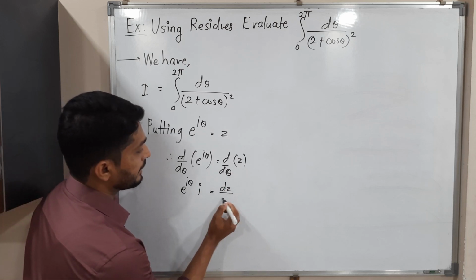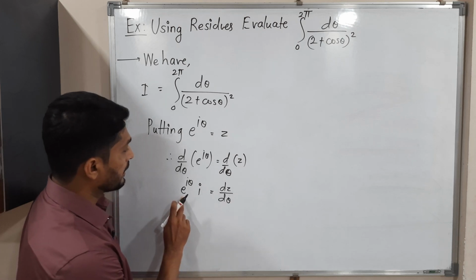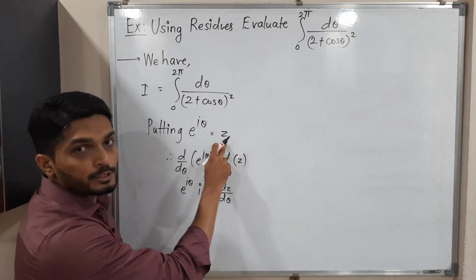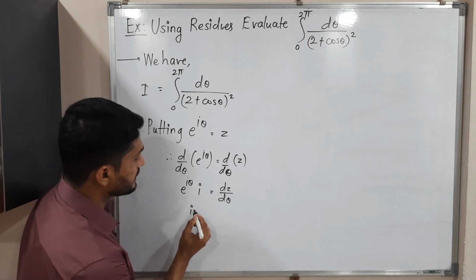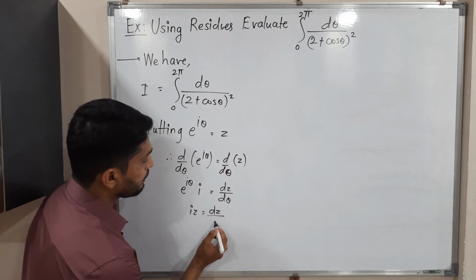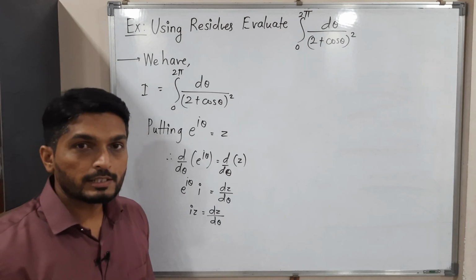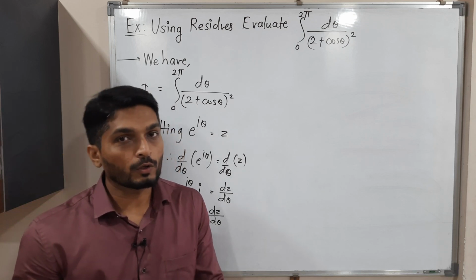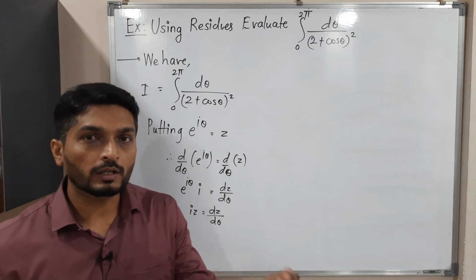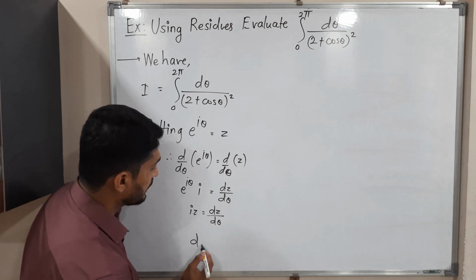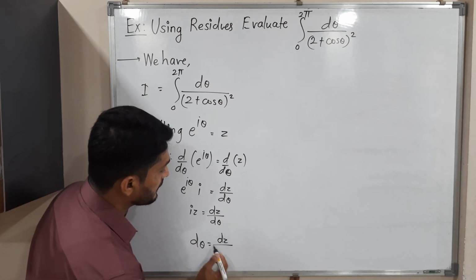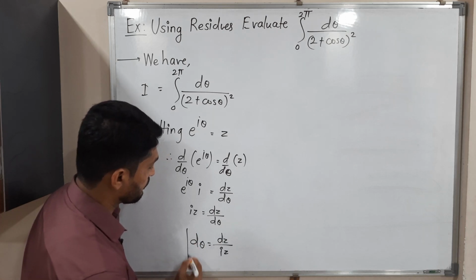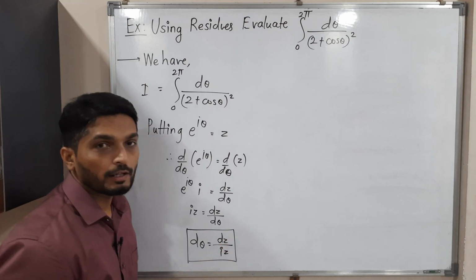Here dz by d theta. e raised to i theta means z. So let us put its value back here. So i z equals dz upon d theta. Let us bring all terms of theta on one side and all terms of z on another side. That means we will have d theta is equal to dz upon iz. In this way we got the value of d theta.